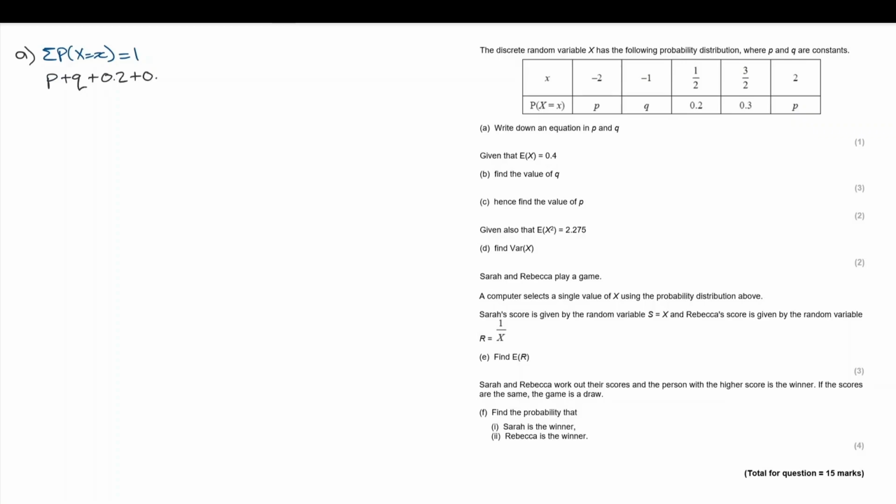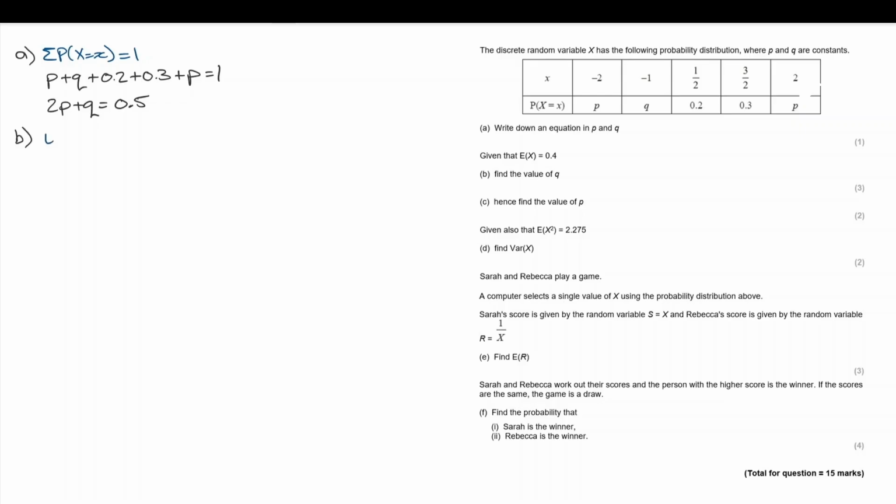So that gives us an equation that we can set. Simplifying, we get 2p plus q equals 0.5. In part B, we're now given some additional information. The expectation of x is 0.4. We're asked to use that to find the value of q.